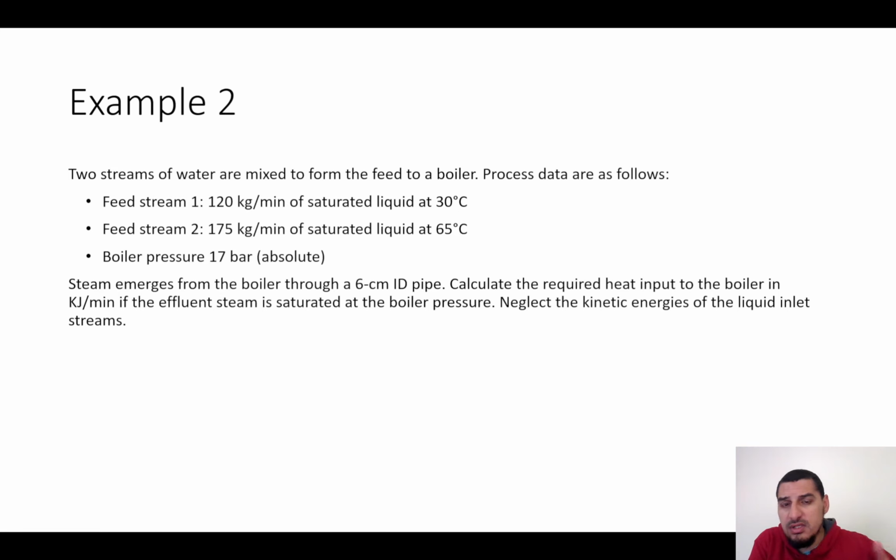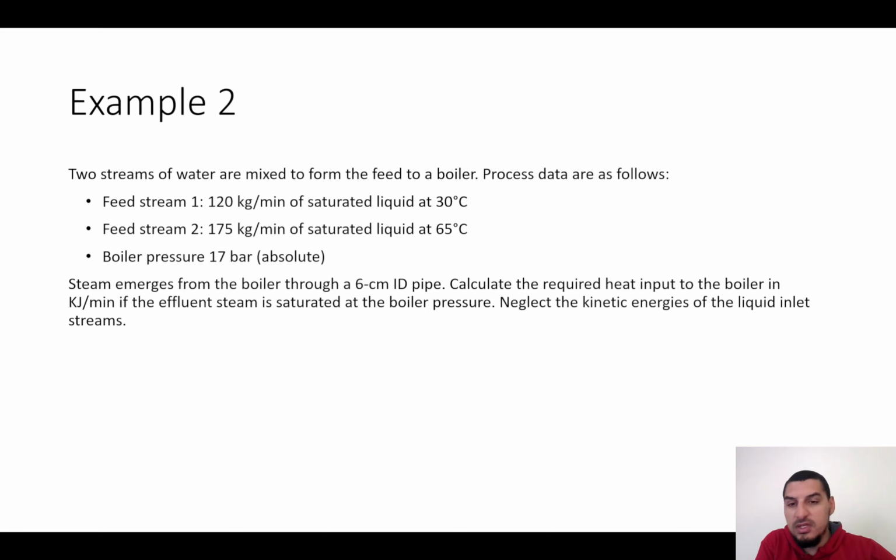And of course, a boiler is a unit that is used to boil water, and the name is very clear. So heat is provided for the boiler in order to increase the enthalpy of the water and turn it into steam. So the steam comes out of the boiler through a pipe that has 6 centimeter ID. ID is the inner diameter of the pipe. Now this is the diameter where the fluid is flowing in.